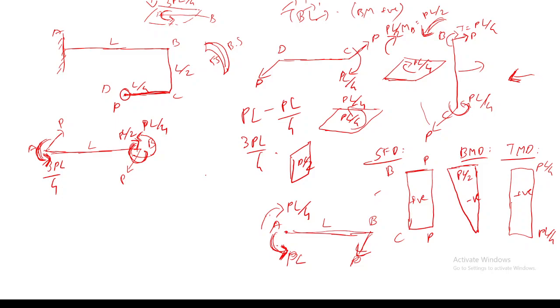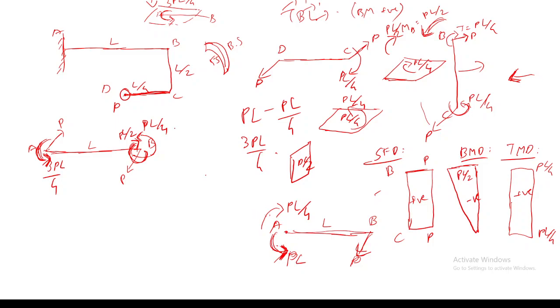Means initial reaction was PL, and from that, we are subtracting that PL by 4 because it was in opposite direction, and so we have 3PL by 4. See, due to this shear load P, you will be getting a bending moment P into L. So due to this bending moment P into L, you will be getting a reaction P into L towards this direction. And due to this bending couple, which is P into L by 4, you will be getting a bending moment reaction P into L by 4 in the opposite direction.